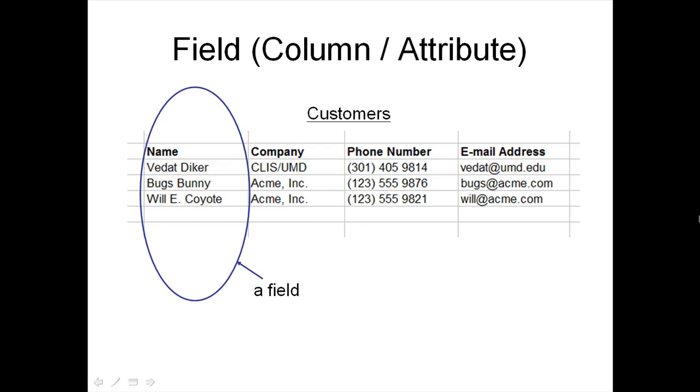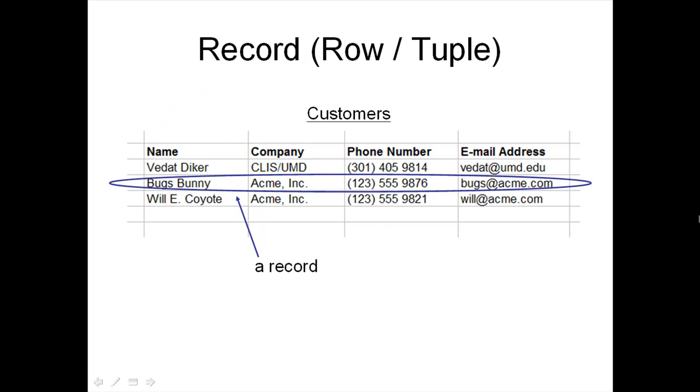Each column in this table is called a field, or a column, or an attribute, since it represents an attribute of the entities included in the table. The rows, on the other hand, are called records or rows. They each represent a self-contained entity. In this case, each record represents a customer, and each customer again has multiple attributes represented in terms of columns: name, company, phone number, and email address.